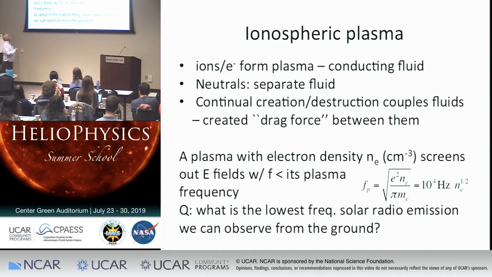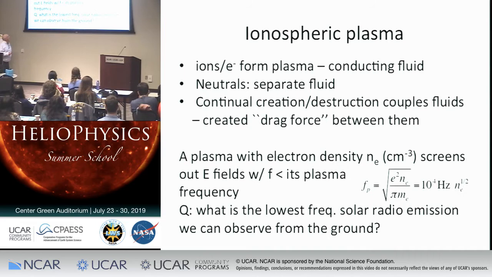However, the fact that every ion used to be a neutral, and is bound to be a neutral very soon, means that those two fluids are very tightly coupled. It isn't that they collide with each other and couple that way. It's just that they constantly turn into each other with all of the motions that they used to have. So this gives us a very strong drag force between these two.